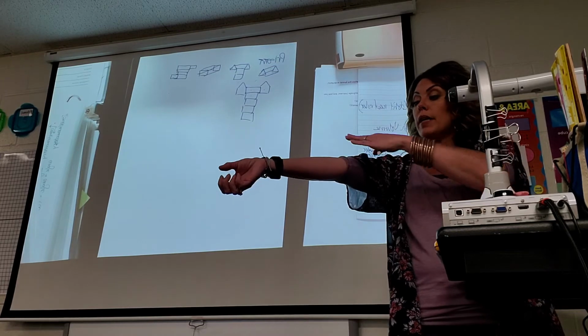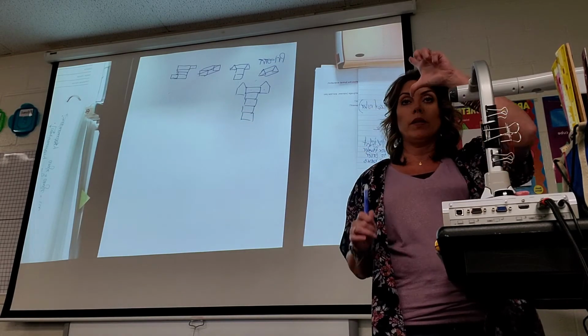They need to know that it makes a right angle with the floor, and I always do this with my hand.